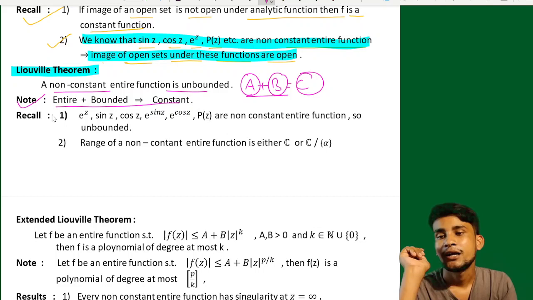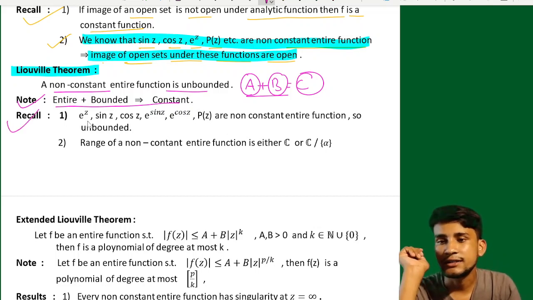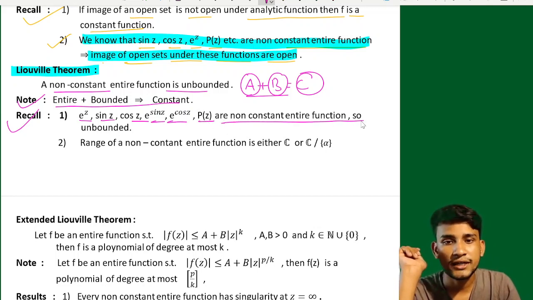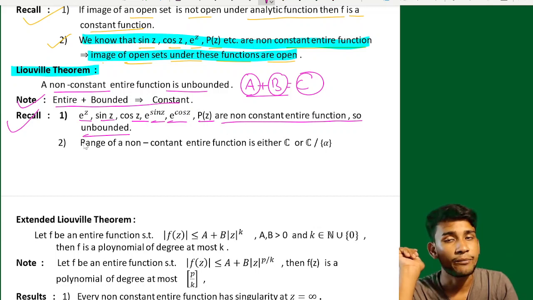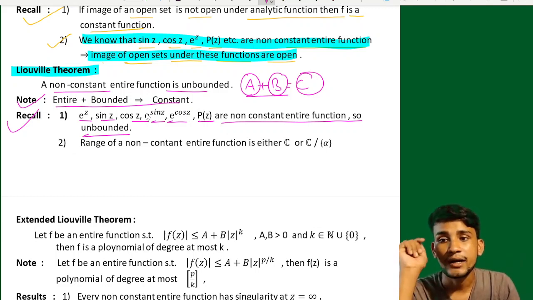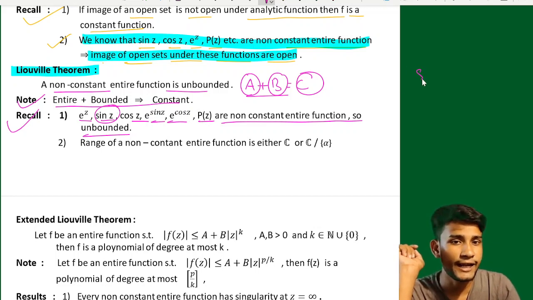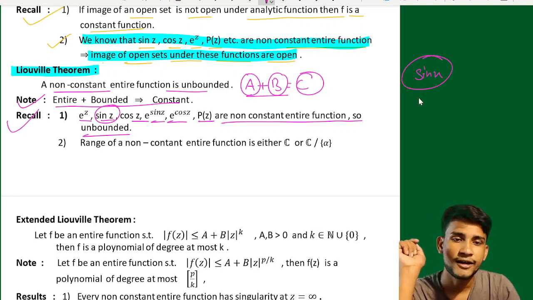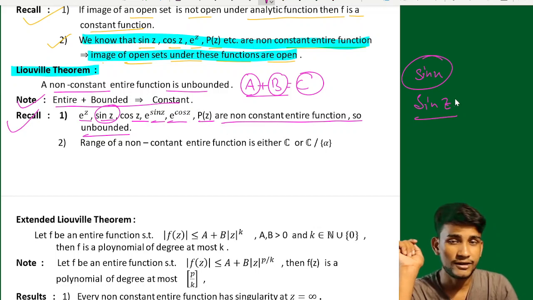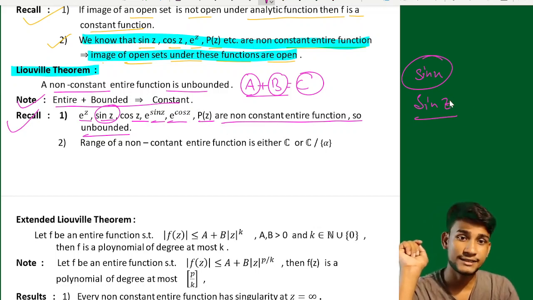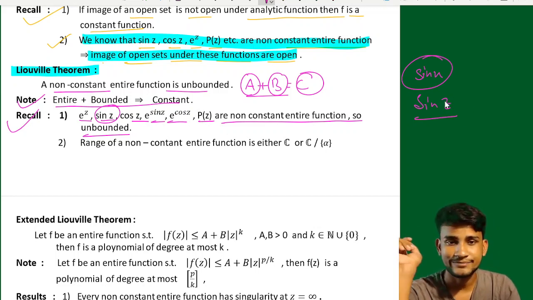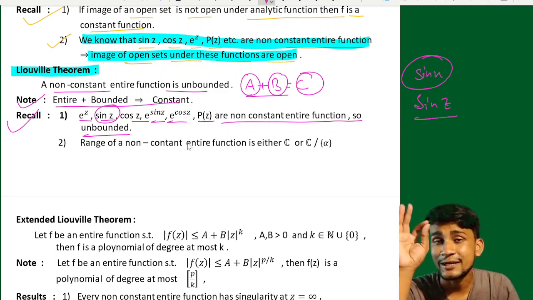This one is okay. So important recalling: exponential z, sin z, cos z, exponential sin z, exponential cos z, and p(z) are non-constant entire functions, so they are unbounded in the complex plane. But remember that sin x in the reals is bounded, while sin z is not bounded. Just the fields are changed and the properties are changed. This is an interesting fact.